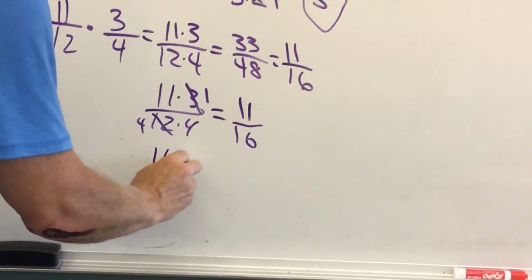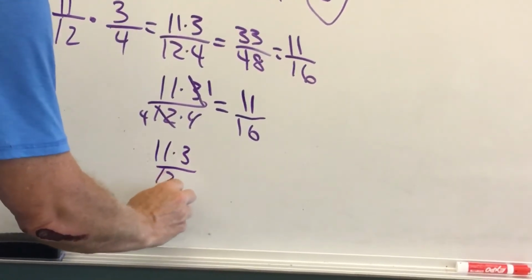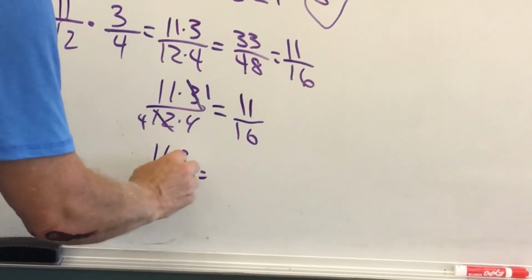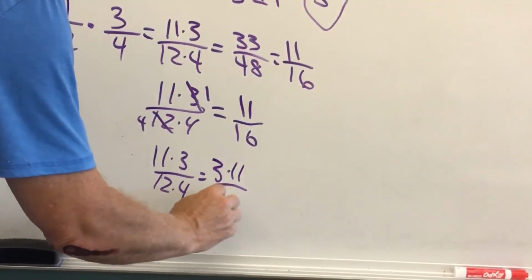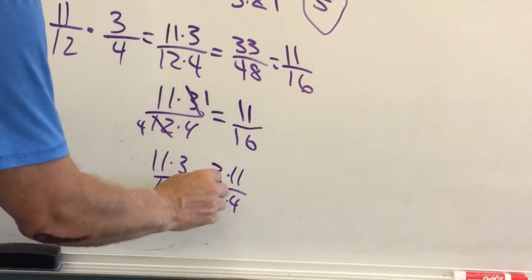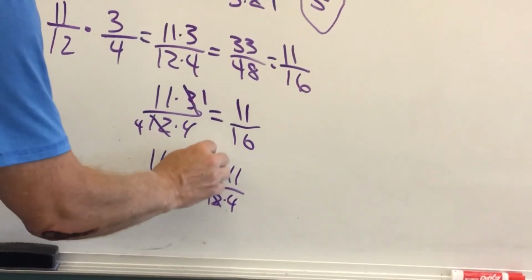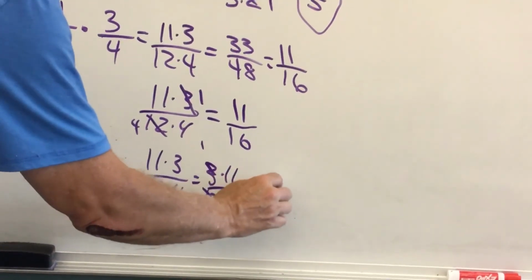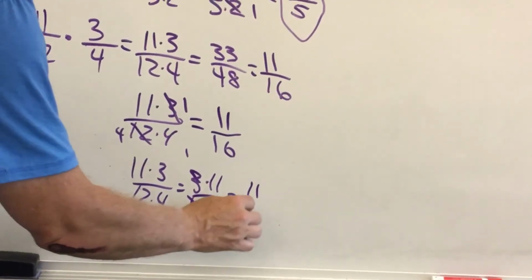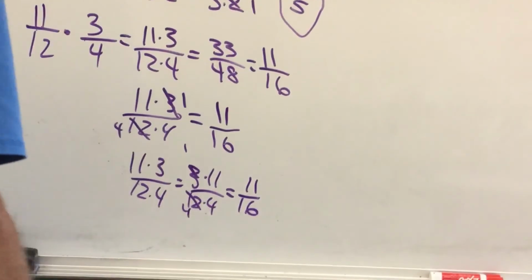Now, if we do this as commutative property, we would rewrite 11 times 3 as 3 times 11 over 12 times 4. And we would simplify here. We end up with 1 and 4. So 1 times 11 is 11. And 4 times 4 is 16.